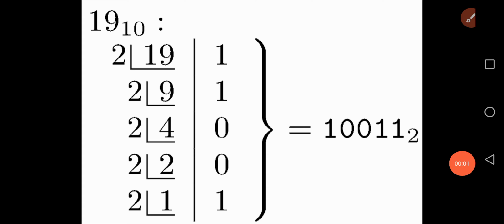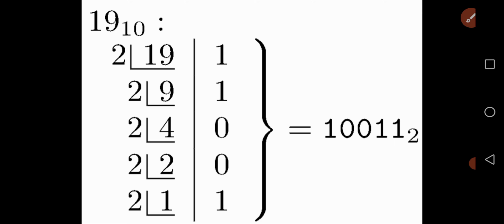Hello, so in this module we are going to see how to perform a decimal to binary number conversion. In a digital system you have a decimal number system which is a base 10 system, and you have a binary number system which is a base 2 system.